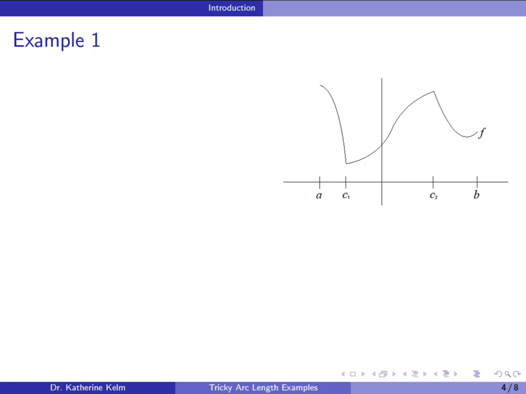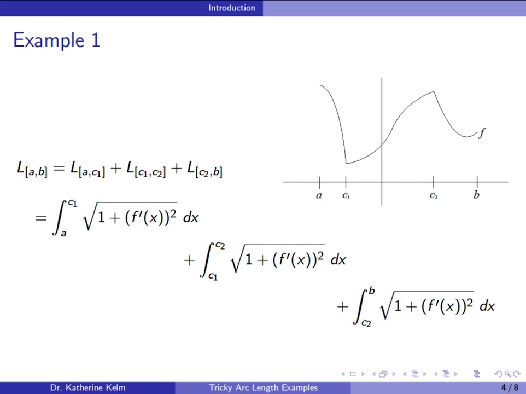Here's a quick example. f is a function that is continuous from a to b and is differentiable except at c1 and at c2, where we have cusps. So provided we have a formula for f of x, the length from a to b is the length from a to c1 plus the length from c1 to c2 plus the length from c2 to b. So we can just set up three separate integrals and evaluate those integrals separately.